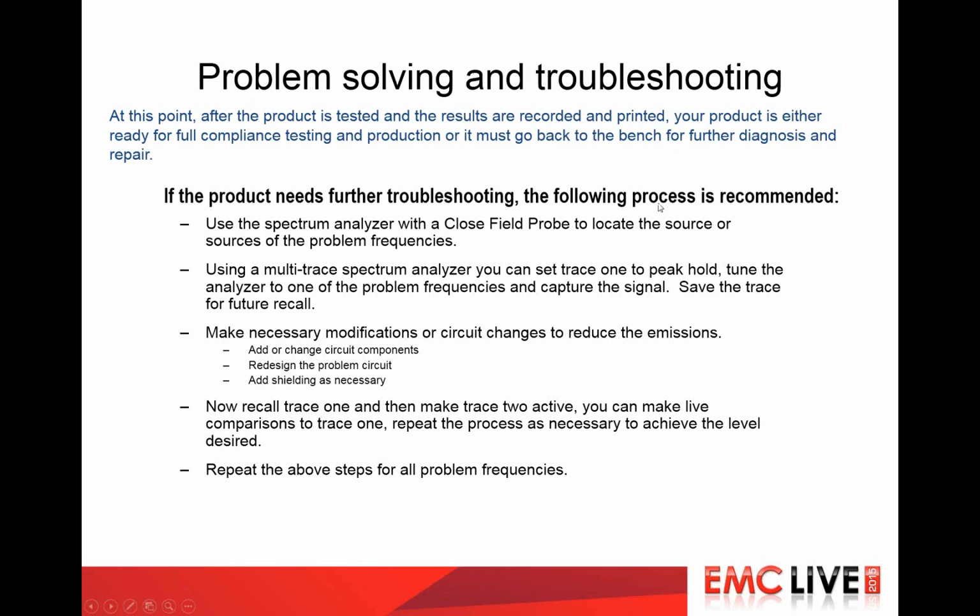Talks about problem solving and troubleshooting. Nice thing about new spectrum analyzers is you can have multiple traces. Old spectrum analyzers did not have that capability. So you can set the frequency to the failed frequency you're trying to troubleshoot, do a sweep, and capture that. Then go and make your changes, whether it's moving a trace, rerouting cabling, or maybe putting in some more shielding. Then you can come back and do live measurements and recall the trace that you saved to see if you're gaining or losing on the changes you've made.